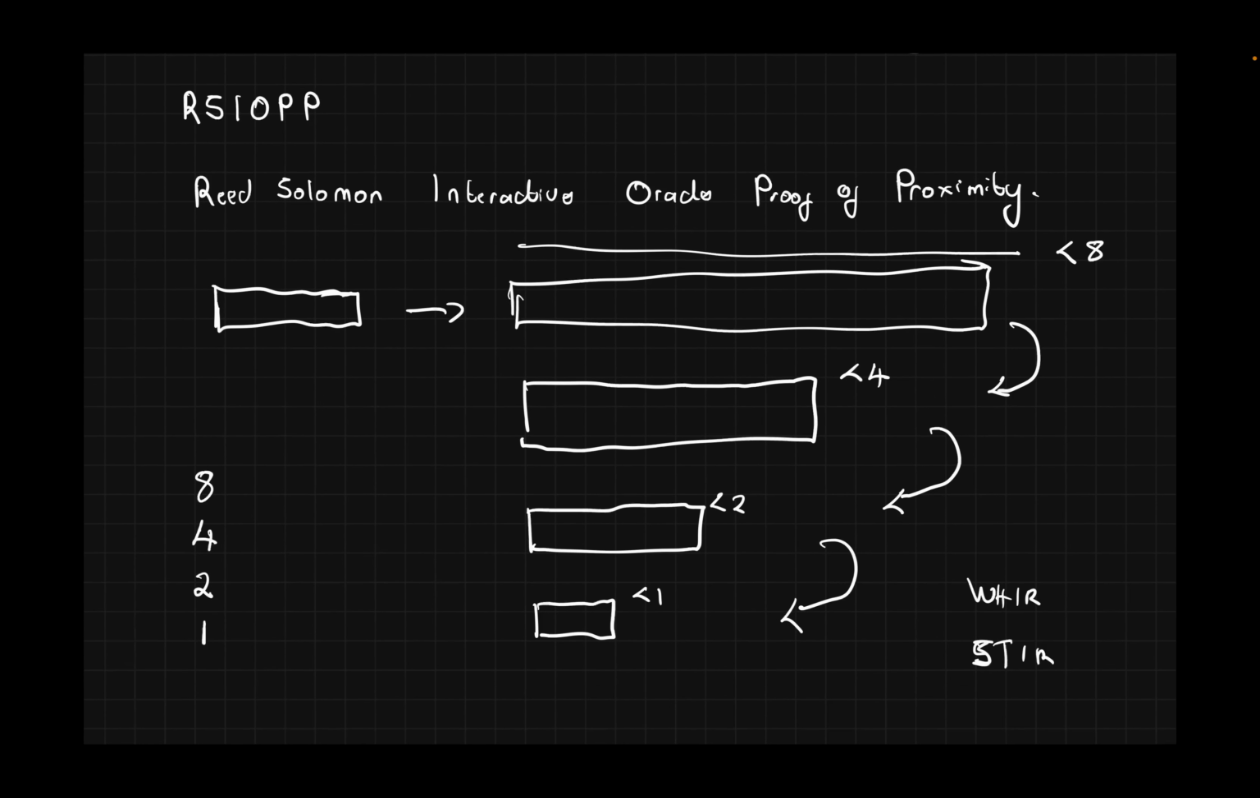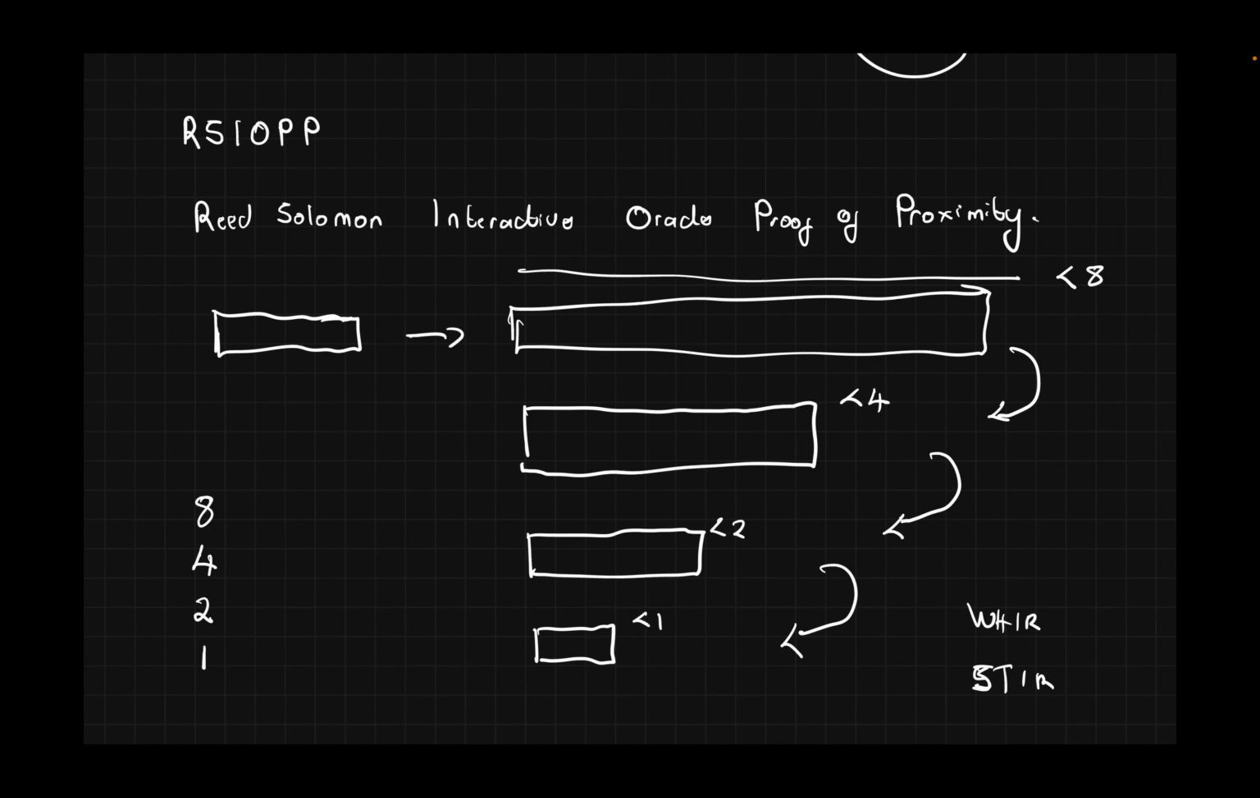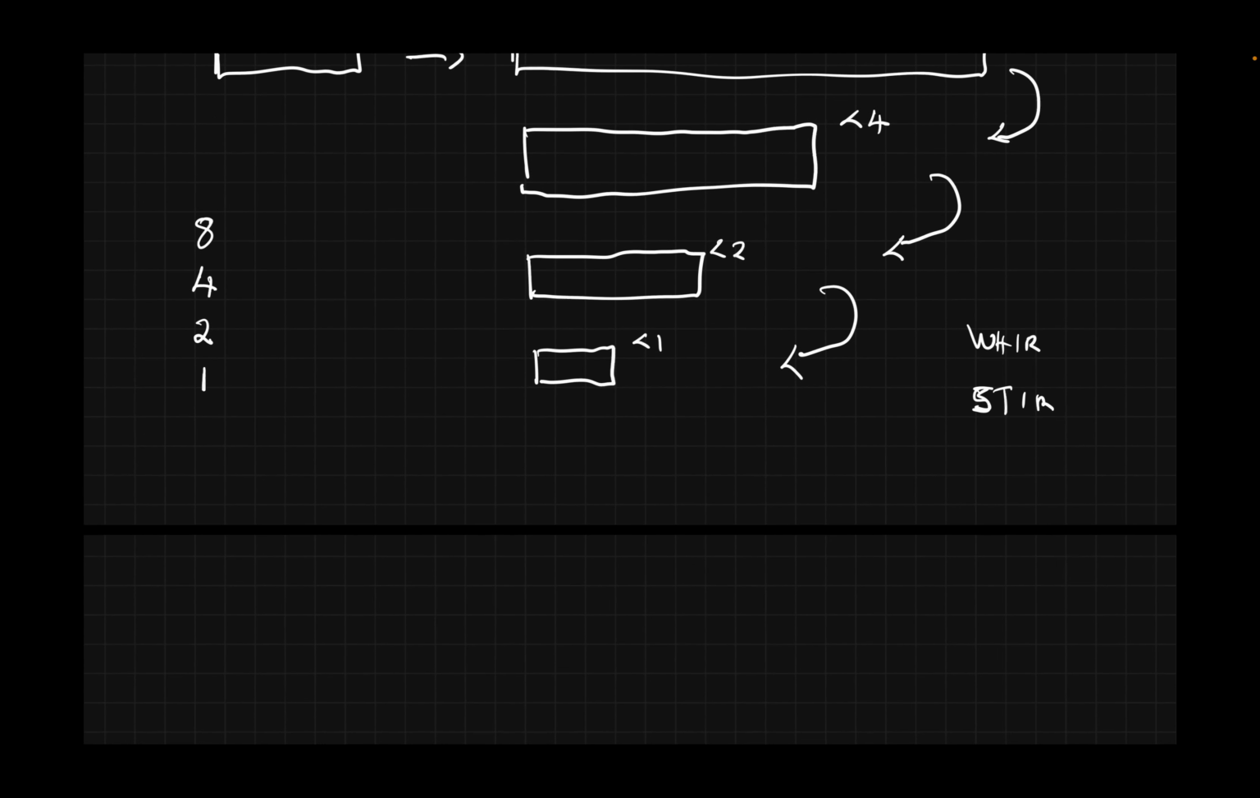So, yes, with Reed-Solomon interactive proof of proximity, that's this test. Now, I want to talk about roots of unity a bit. Yes. So a root of unity is like a root of 1.